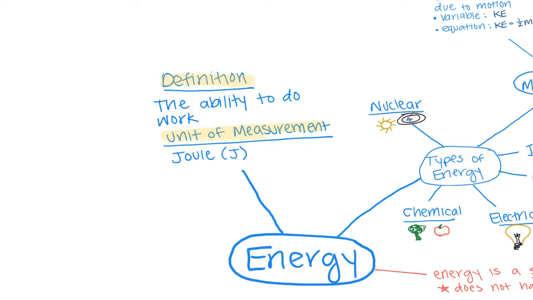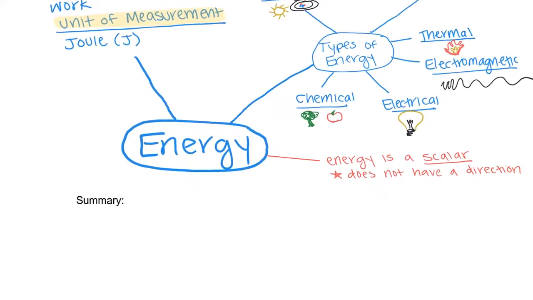Energy is, just like work, also measured in units of joules. So when we describe an object's energy, we're going to use the unit joule to describe that object's energy, such as this ball rolling down a hill has 10 joules of kinetic energy. And we'll talk about what that means in just a moment. But that's your pretty simple definition of energy, the ability to do work, and energy is measured in joules.